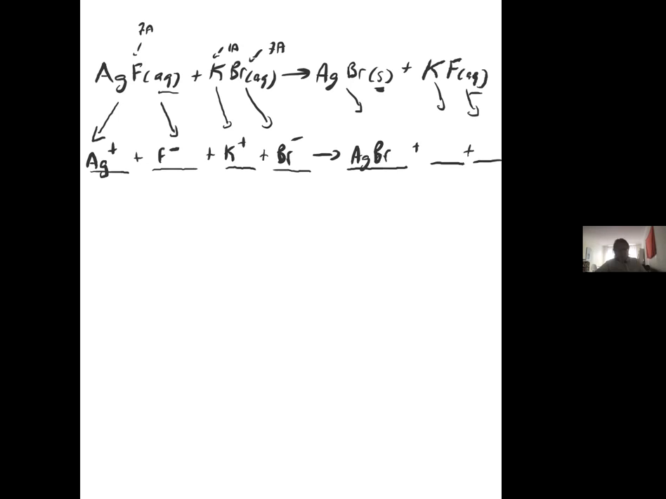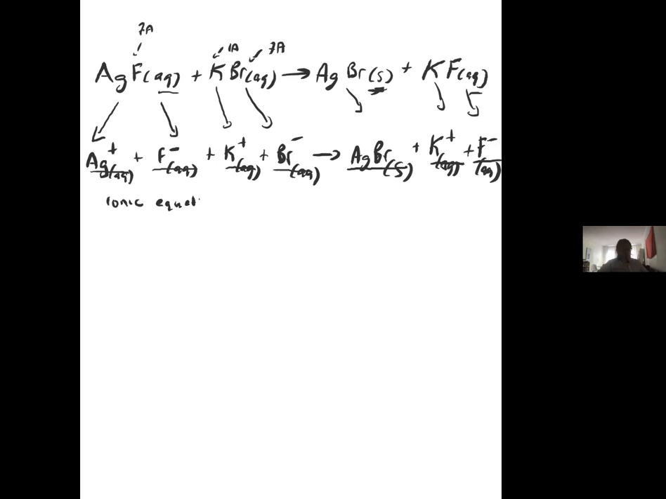And then this one, K is in group 1A, so it's K plus. Fluorine is in group 7A, so it's F minus. So now you get your charges. If it's an ion, you put aqueous. Anything that's charged, you put aqueous. Ions dissolve in water. This one's a solid. Remember, if it's a solid, it doesn't dissolve in water. So some ionic compounds dissolve in water, others do not. In this one, it's telling you that AgBr does not dissolve in water. That's what the information is giving you. So there's your ionic equation.